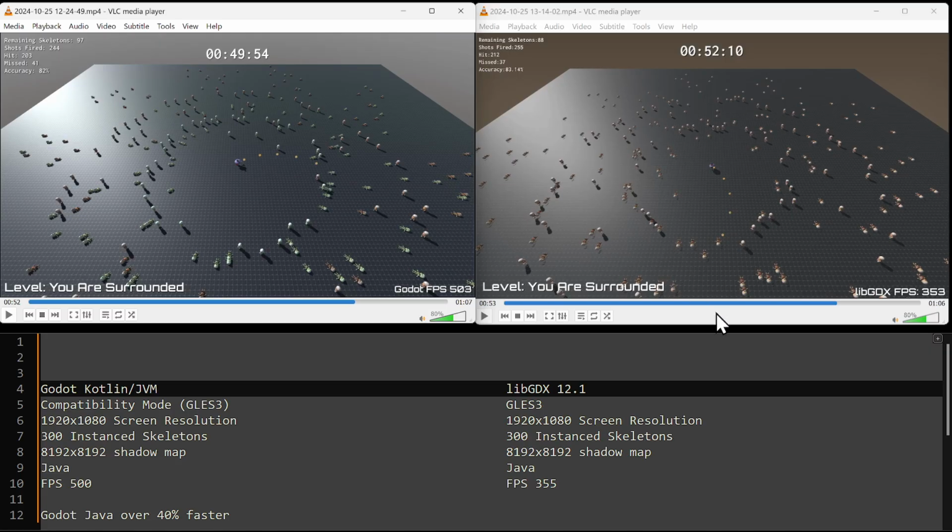And again, with libGDX, because it's a framework, you could reinvent the wheel and build anything you want, but you have to put in many, many hours to do that. And with Godot, you don't.